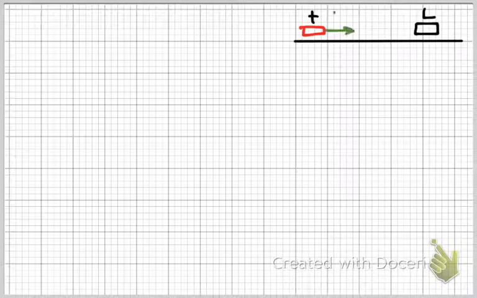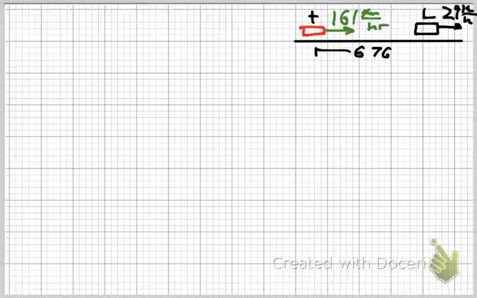Alright, here we have problem number 42. We have a high-speed train in red and a locomotive. The train is moving at 161 kilometers an hour, and the locomotive is moving significantly slower at 29 kilometers per hour. And when they're on the same track, they are 676 meters apart.